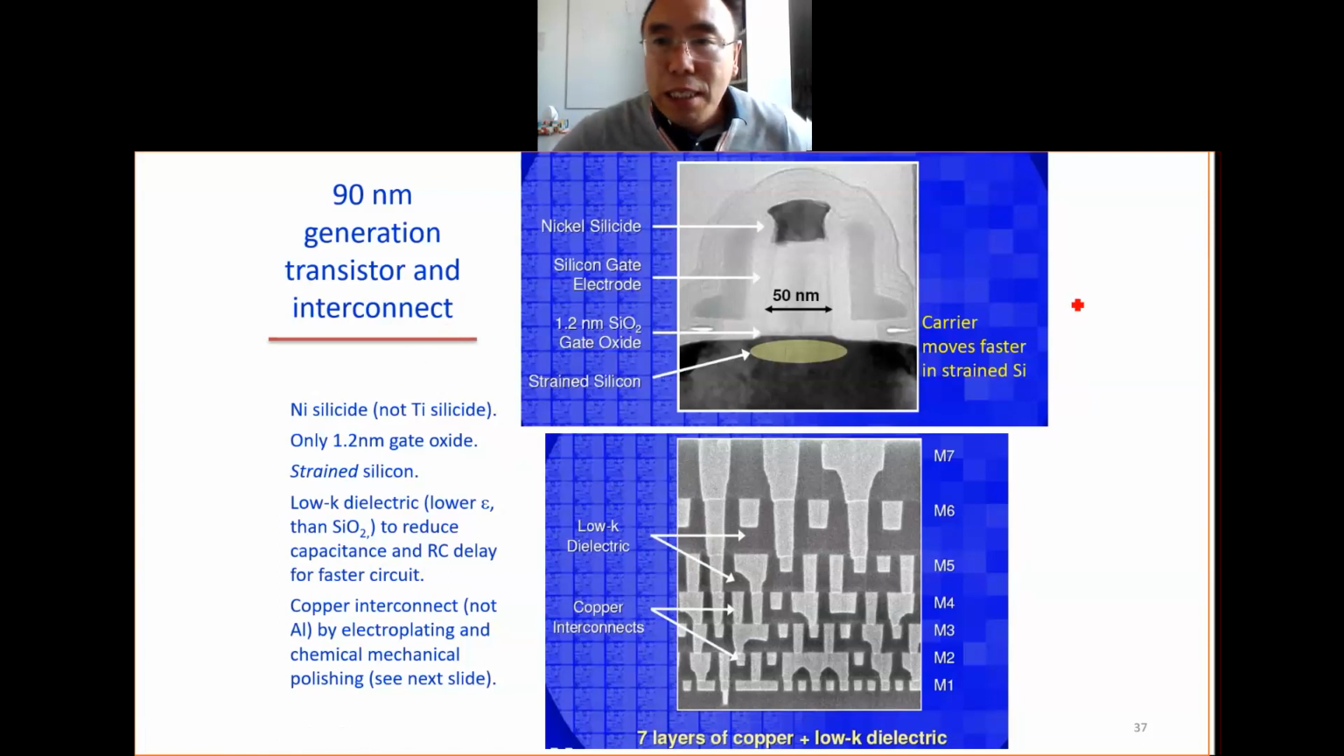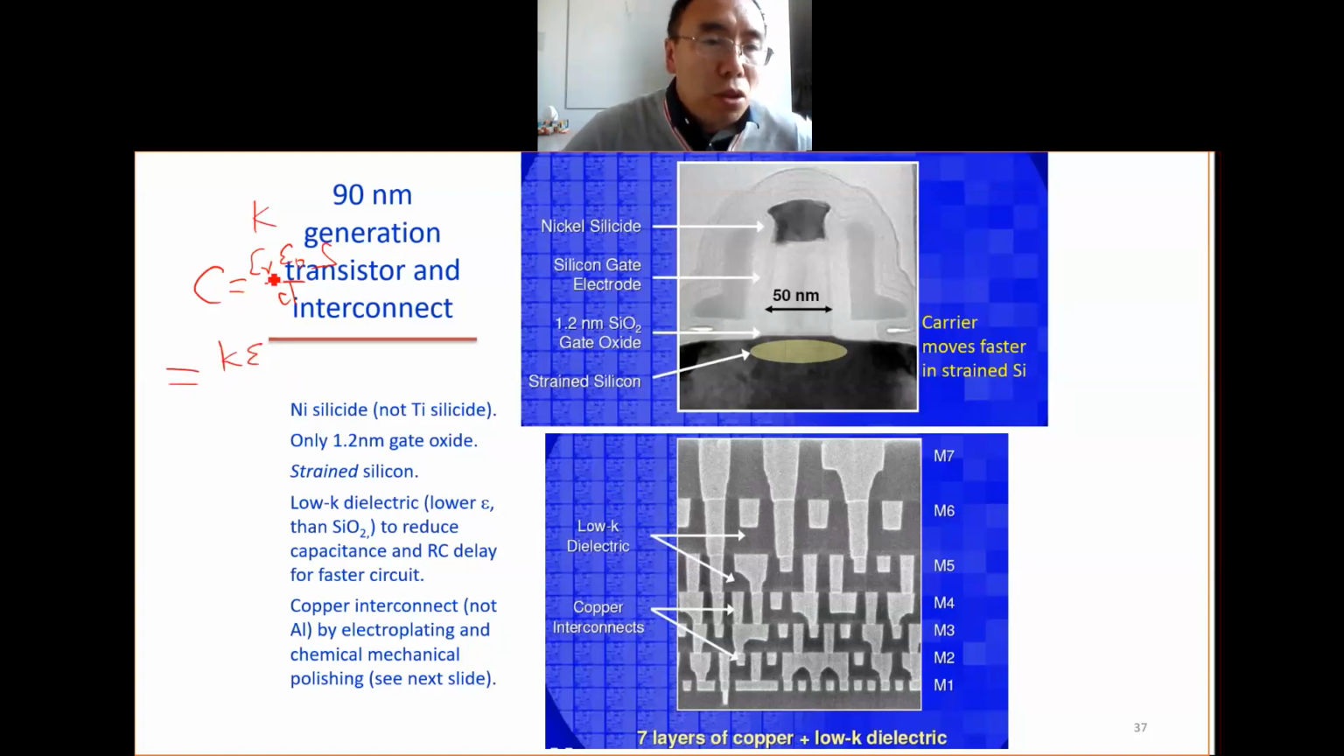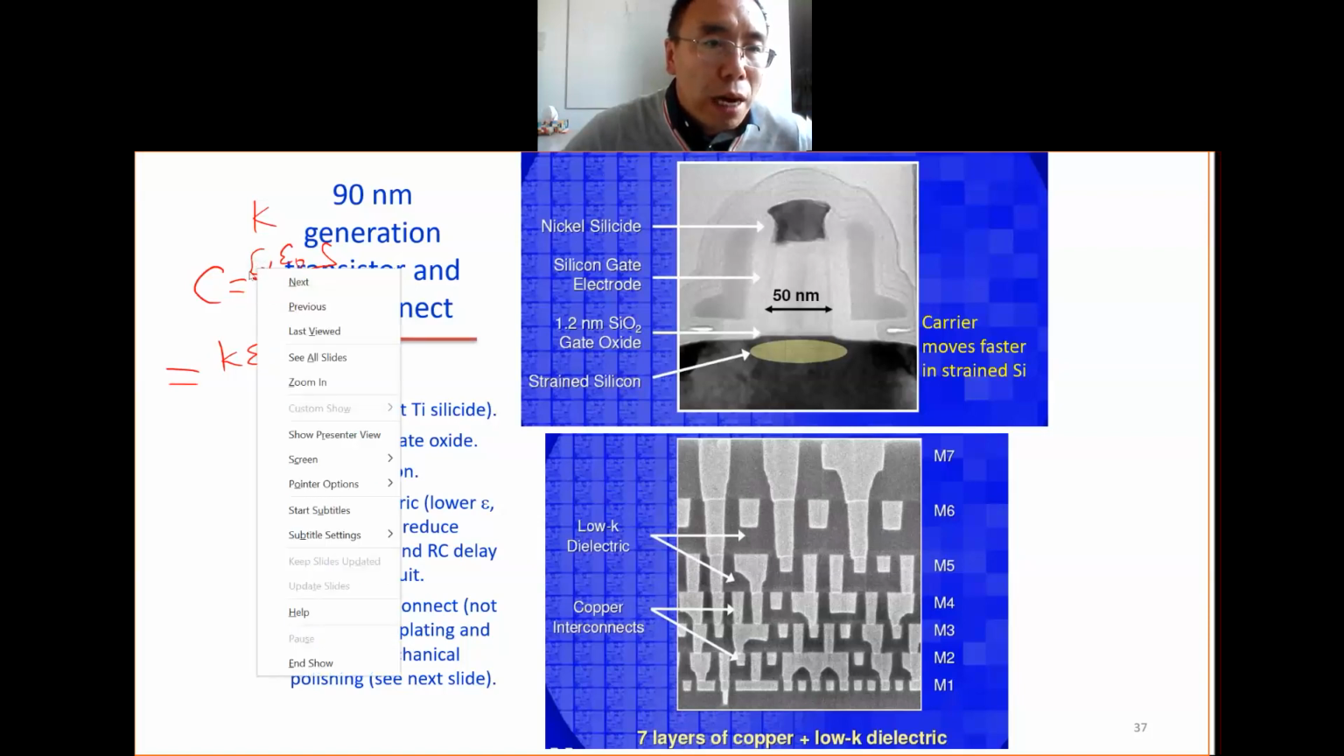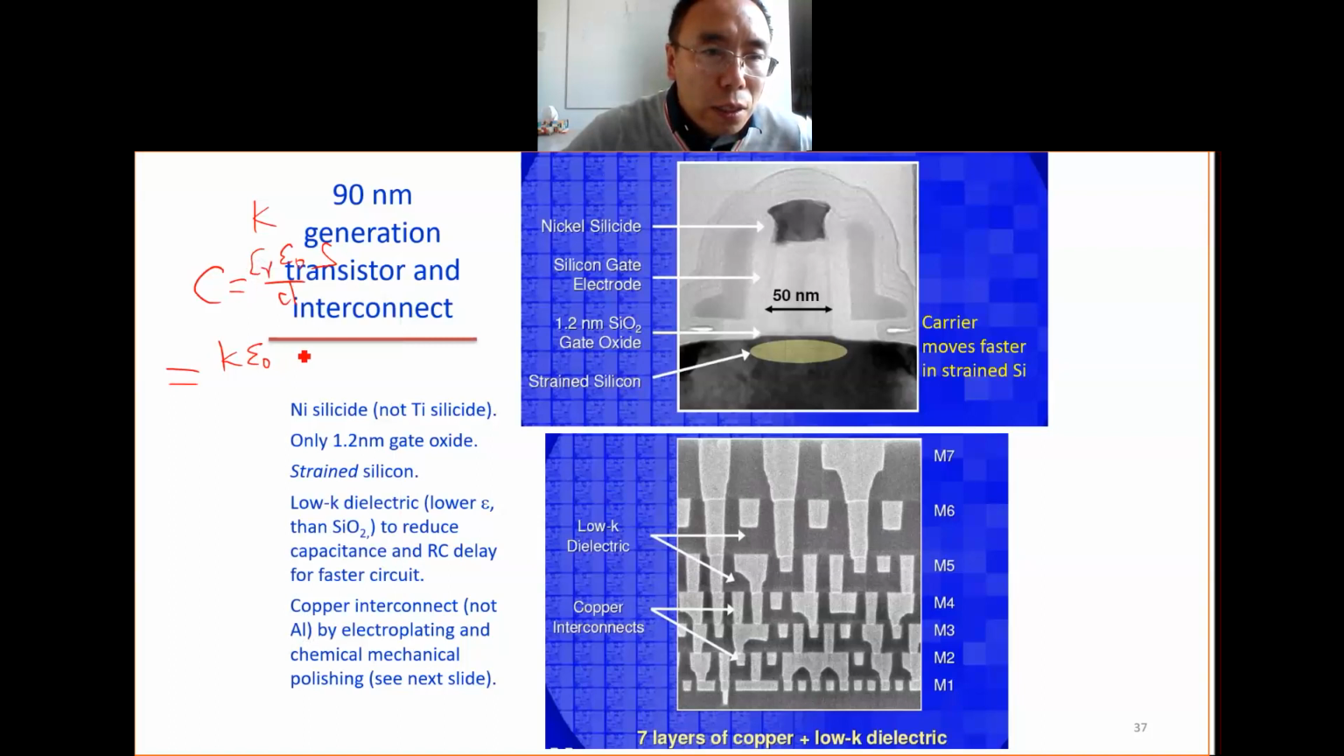We know that C is proportional to K times the area over D. Here epsilon R is often replaced by K; this is another note, people also use K in place of epsilon R. D is the distance between the two metal wires. So when we have a low K, when K is smaller, we get smaller capacitance, so we get a smaller delay time.